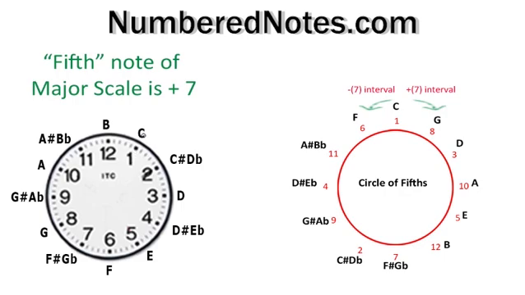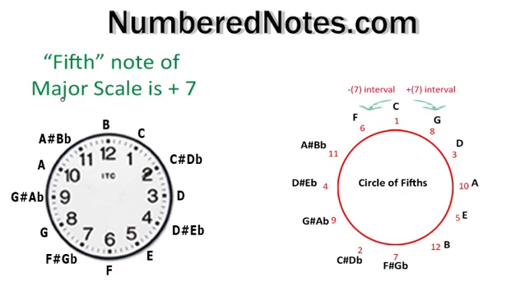So C is always 1, C sharp, D flat is always 2, 3 is D, 4 is D sharp, E flat, 5 is E, 6 is F, 7 is F sharp, G flat, 8 is always G, 9 is G sharp, A flat, 10 is always A, 11 is A sharp, B flat, and 12 is always B.